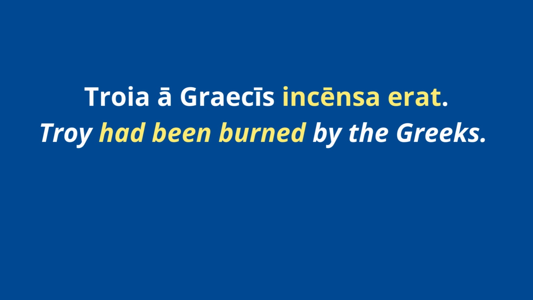Here's another one. You have Troia a Graecis incensa erat. So Troy, the city of Troy, had been burned, right? Incensa erat. You have an A on the end of incensa because it's modifying or referring back to Troia, right? Singular. And you have erat, the imperfect form of to be, because it's pluperfect tense, right? So it had been burned, right? Troy had been burned by the Greeks. Here's another one.